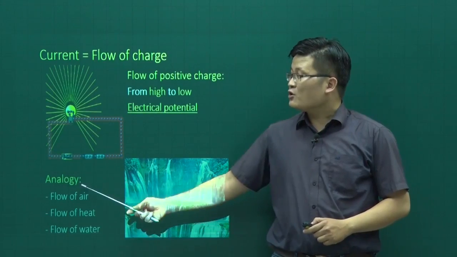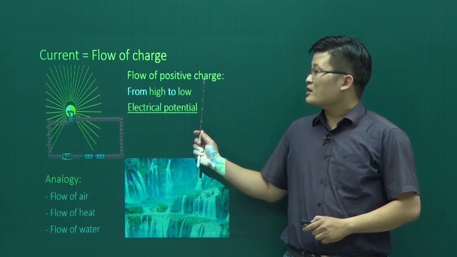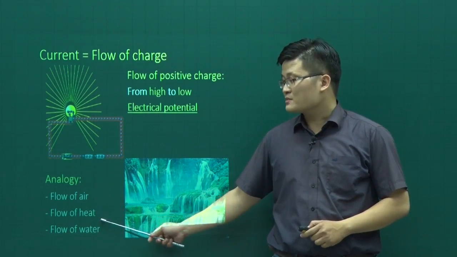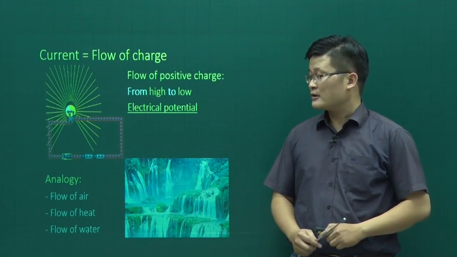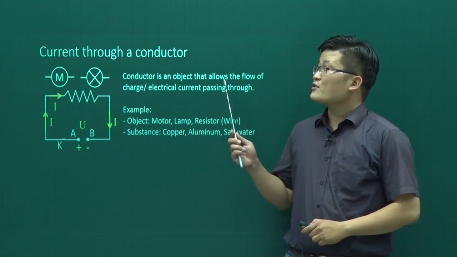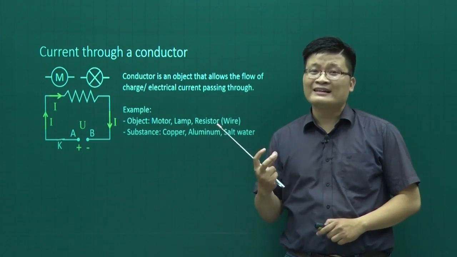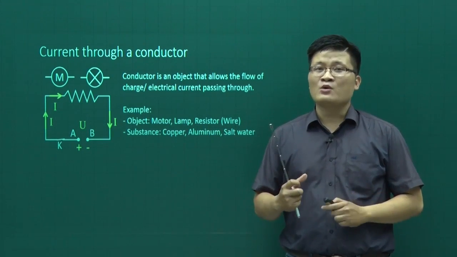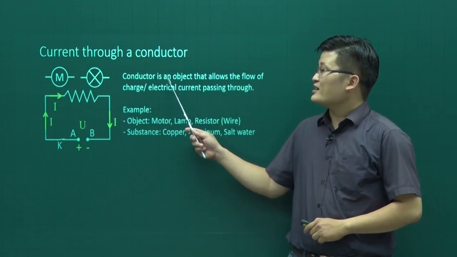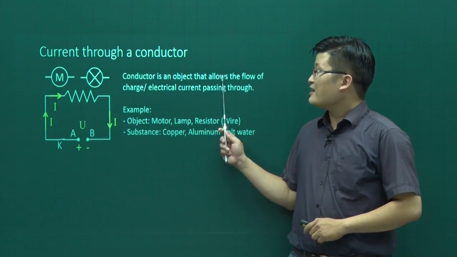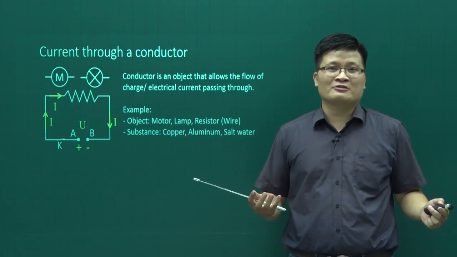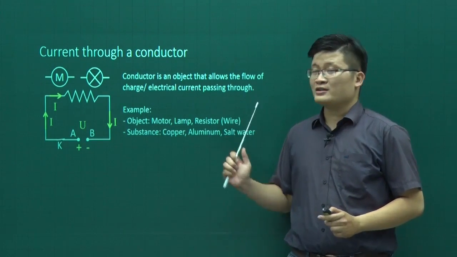You see here the analogies between the flows of charge and flows of different kinds of quantities or different kinds of things in daily life. Now, the current or the flow of charge is through a conductor, so we need the conductor to carry the flow of charge. So what is a conductor? A conductor is an object that allows the flow of charge, or that allows the electrical current to pass through it.